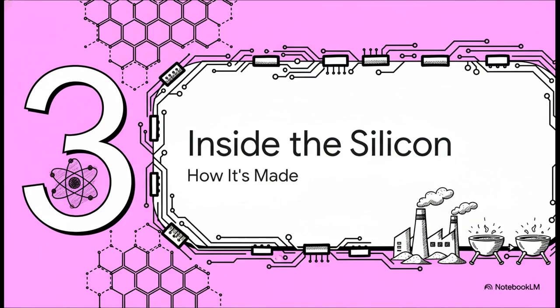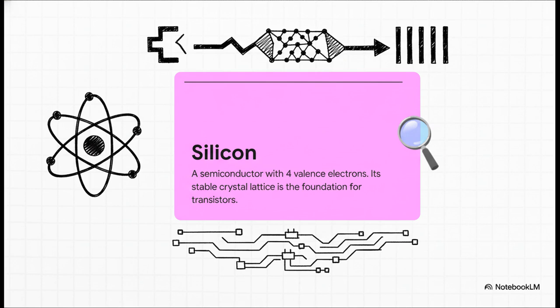Okay, that's how it works. But how in the world do you build a switch that's measured in nanometers? Well, it all starts with one of the most common elements on our planet. That element is silicon. And the reason we use silicon is because it's what's called a semiconductor. It's a great name because it's not a great conductor like copper, but it's not a great insulator like rubber either. It's right there in the middle. And that in-between property means we can tweak it and control it really, really precisely.